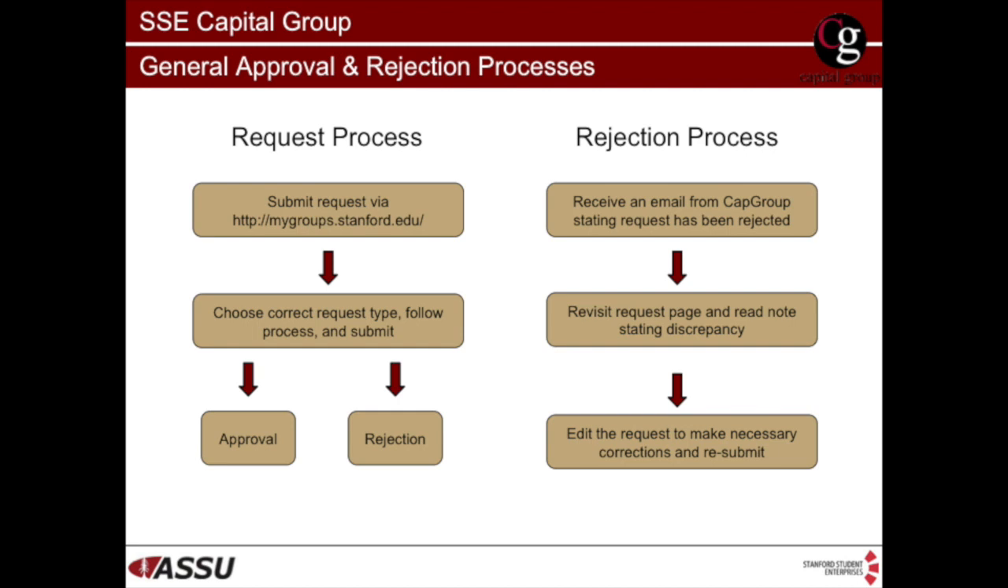Your request will then either be approved or rejected. If rejected, you'll receive an email and your request will then have a note about why it was rejected. You can then correct your request and resubmit. So what are the banking request types?